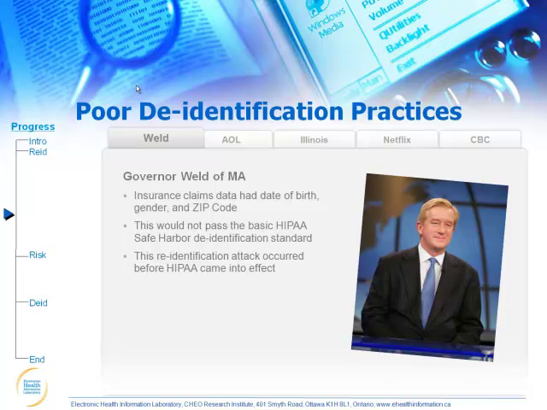In the case of the Weld example, the Group Insurance Commission was releasing data with full dates of birth and the full zip code. So that data set would not pass Safe Harbor. It was not a properly de-identified data set. That's why it was really easy to re-identify individuals. Plus, that attack was done before HIPAA came into effect, so this was pre-HIPAA.